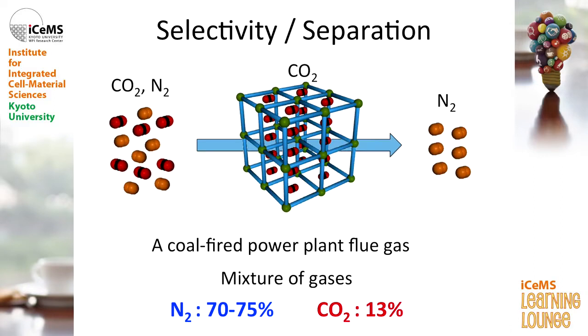And also when you deal with industrial processes, of course, the production of gases is not only one gas, but usually a mixture of gases. So from fuel combustion, or here an example of a coal-fired power plant flue gas, you only have 13% of carbon dioxide that is released, and the majority is coming from nitrogen. So if you want to capture this carbon dioxide, you need a material that can selectively trap carbon dioxide with regard to other gases. And again, these metal organic frameworks are able to do that.